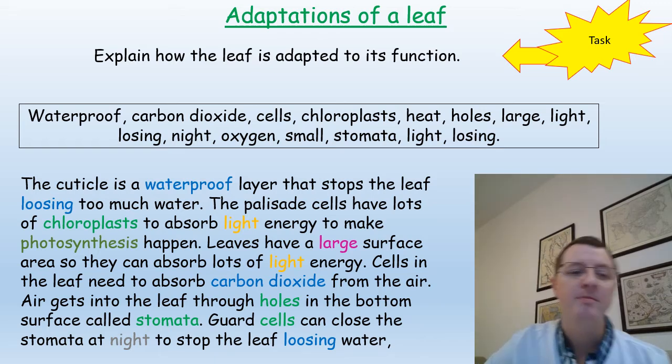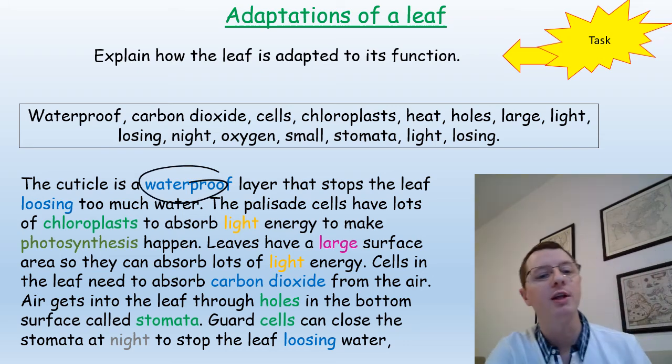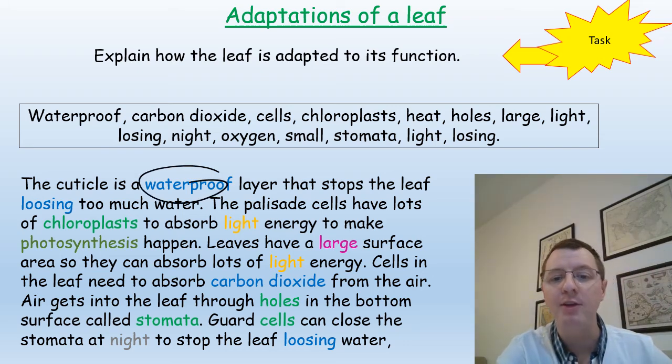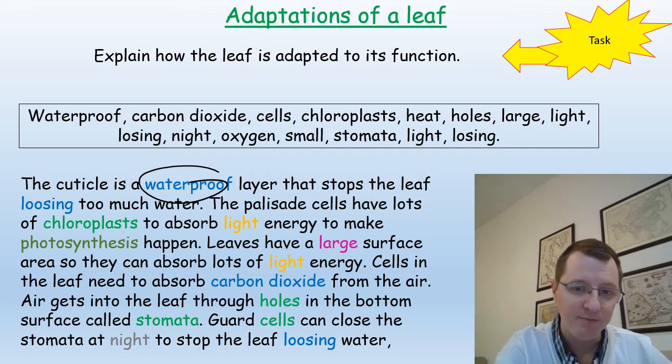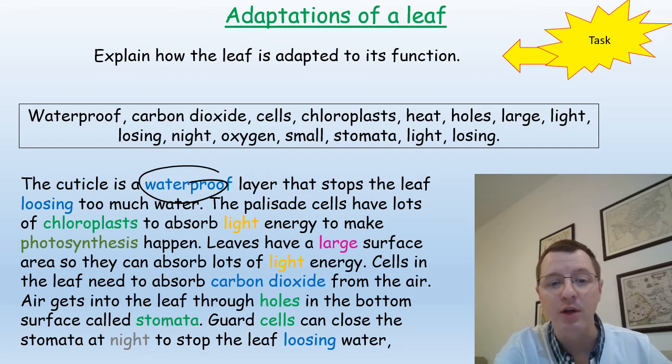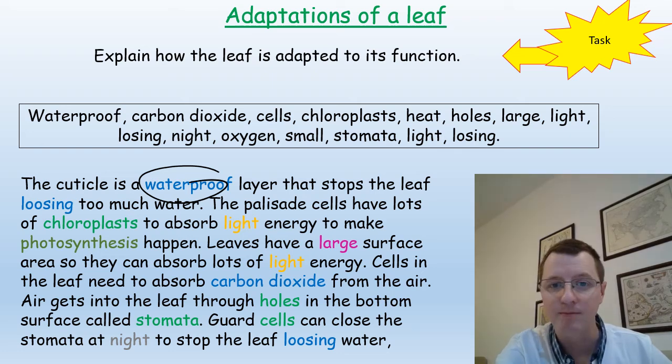So here's the answers. The cuticle, or the waxy cuticle, is a waterproof layer that stops the leaf losing too much water. The palisade cells have lots and lots of chloroplasts to help them absorb light energy and to make photosynthesis happen. Leaves themselves have a very large surface area so they can absorb lots of light energy, and the cells in the leaf need to absorb carbon dioxide from the air, and air gets into the leaf through holes in the bottom of the surface called stomata. Guard cells can close at night to stop the stomata losing too much water.